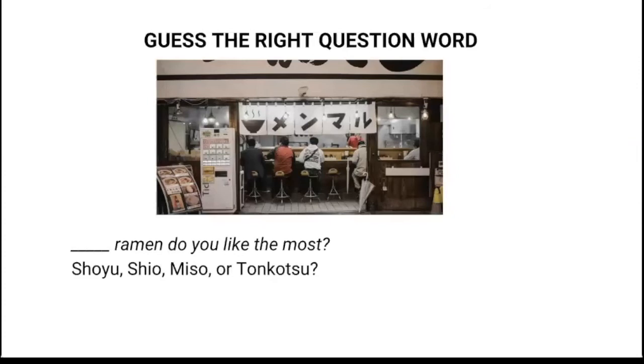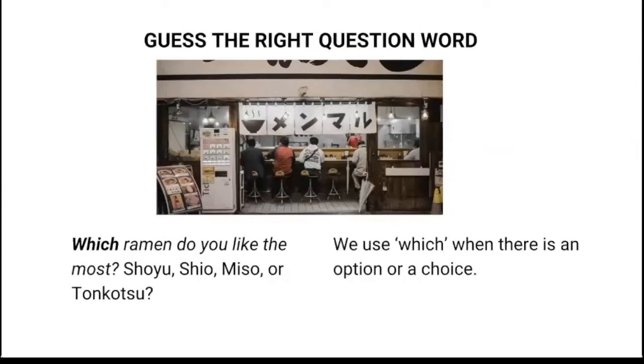Ramen do you like the most? Which ramen do you like the most? Shoyu, shio, miso, or tonkotsu? We use which when there's an option or a choice.